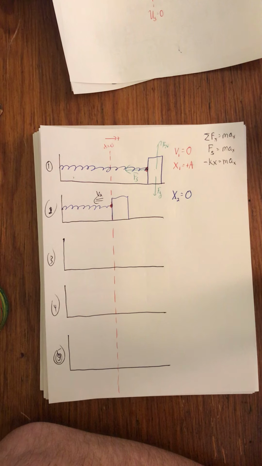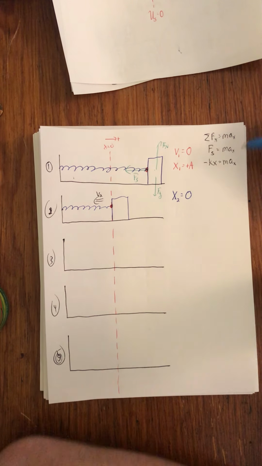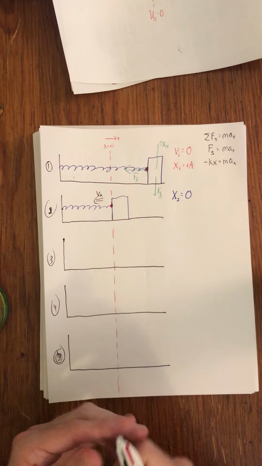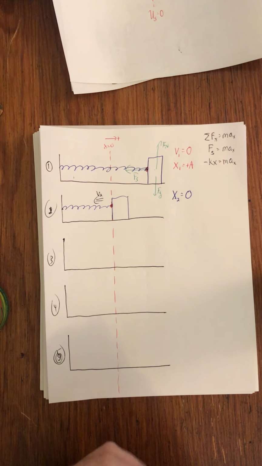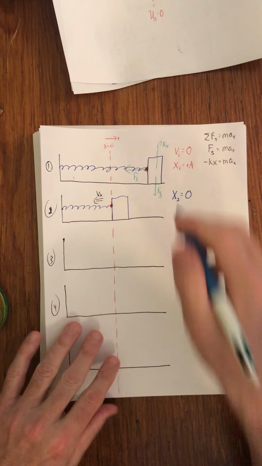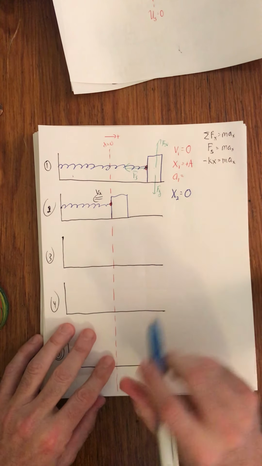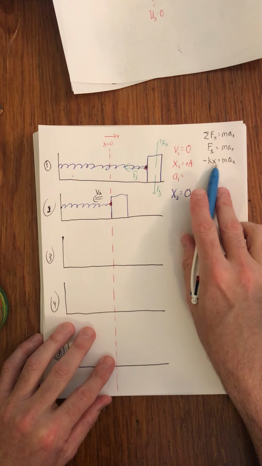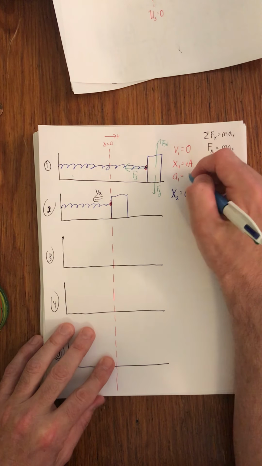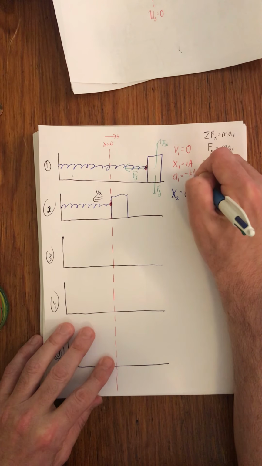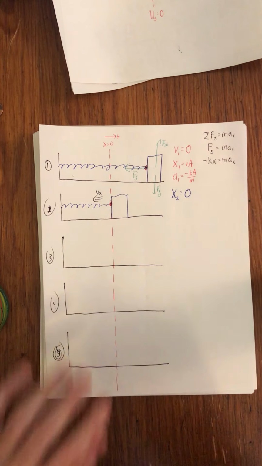What I see here is that at position 1, I can actually come up with an expression for the acceleration. So a at 1 is equal to negative k, well, x at 1 is positive A, so that's negative k, capital A, over m.